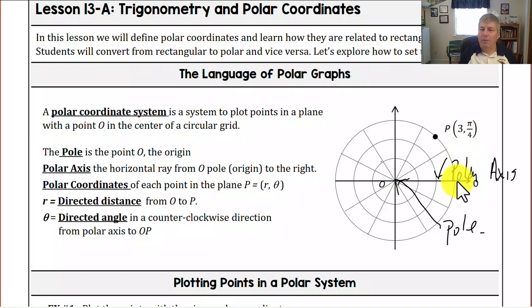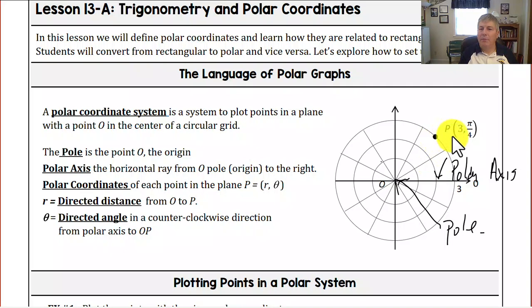Keep in mind our positive angles rotate in a counterclockwise direction, and our negative angles rotate in a clockwise direction. And so our theta is a directed angle in a counterclockwise direction, unless of course that angle is negative.